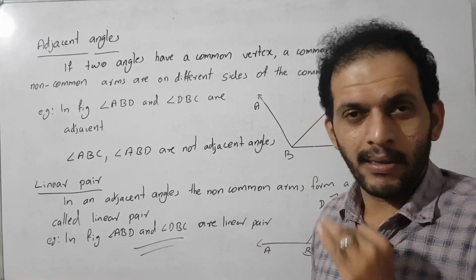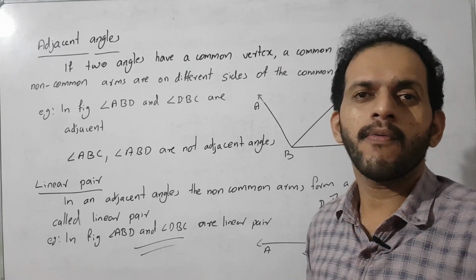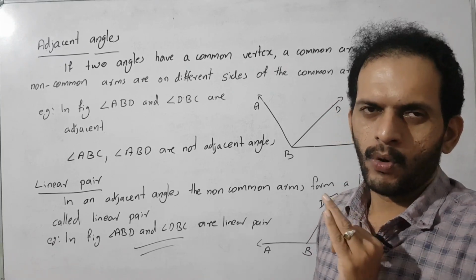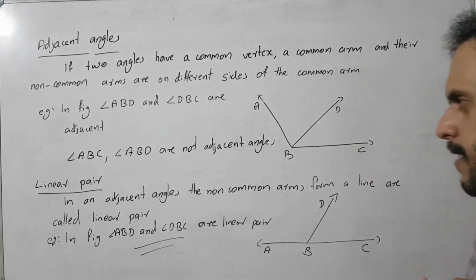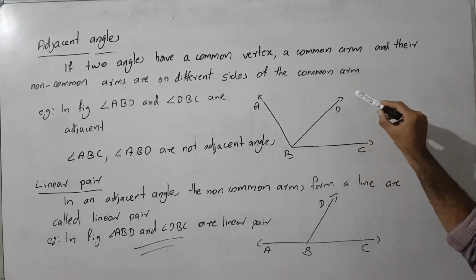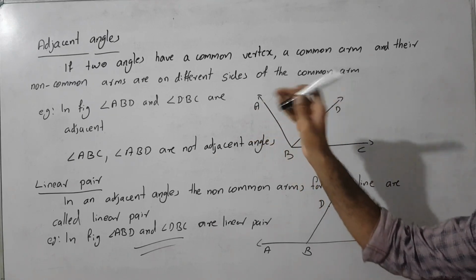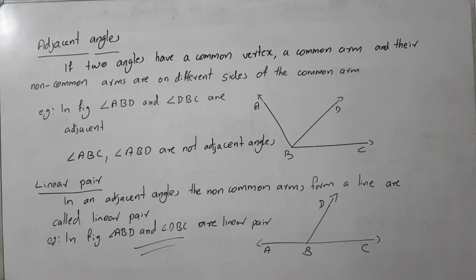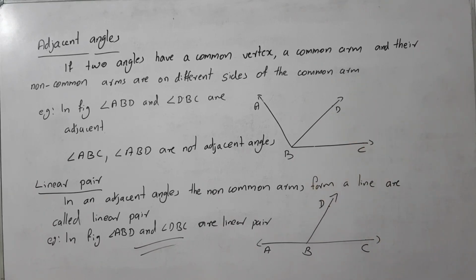Then what is the third one? Yes, the non-common arms are on different side of common arm. കോമൺ ആമിൻ്റെ രണ്ട് സൈഡിലായിരിക്കണം നോൺ കോമൺ ആം ഉണ്ടാവേണ്ടത്. Yes, that's also true here because BD is the common arm. So AB lies above or the left side of BD and BC lies below or right side of BD.